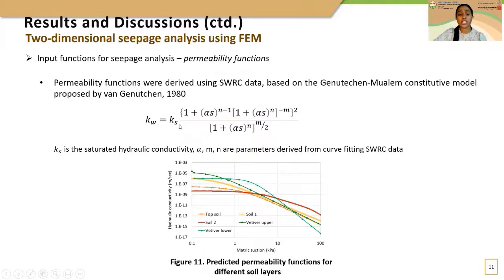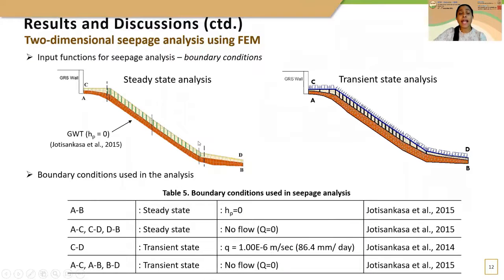So in this case, saturated permeability was assigned based on the laboratory test results. And figure 11 shows all the predicted permeability functions that are obtained from this equation. And in order to assign the boundary condition for the seepage analysis, first of all, I did conduct a test seepage analysis for a steady state and transient state analysis.